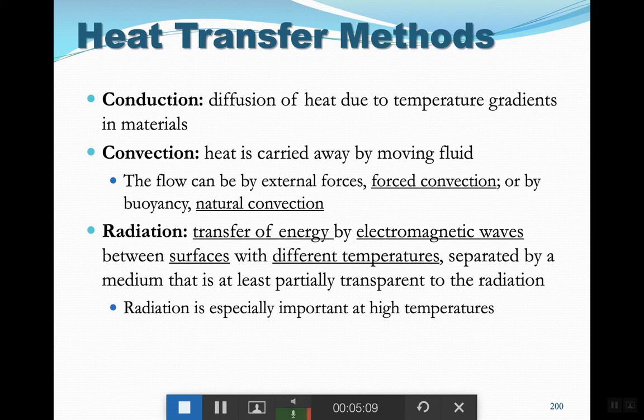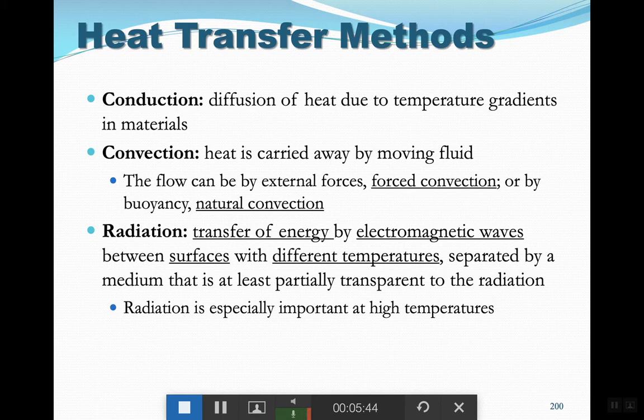Basically, the first and most obvious one is conduction. In conduction, by definition, what happens is a diffusion of heat due to a temperature gradient in a material. This happens at a molecular level, and it means that if you have two objects, they have to be in contact. If you have one object, the heat is transferred or distributed through vibration of the molecules.